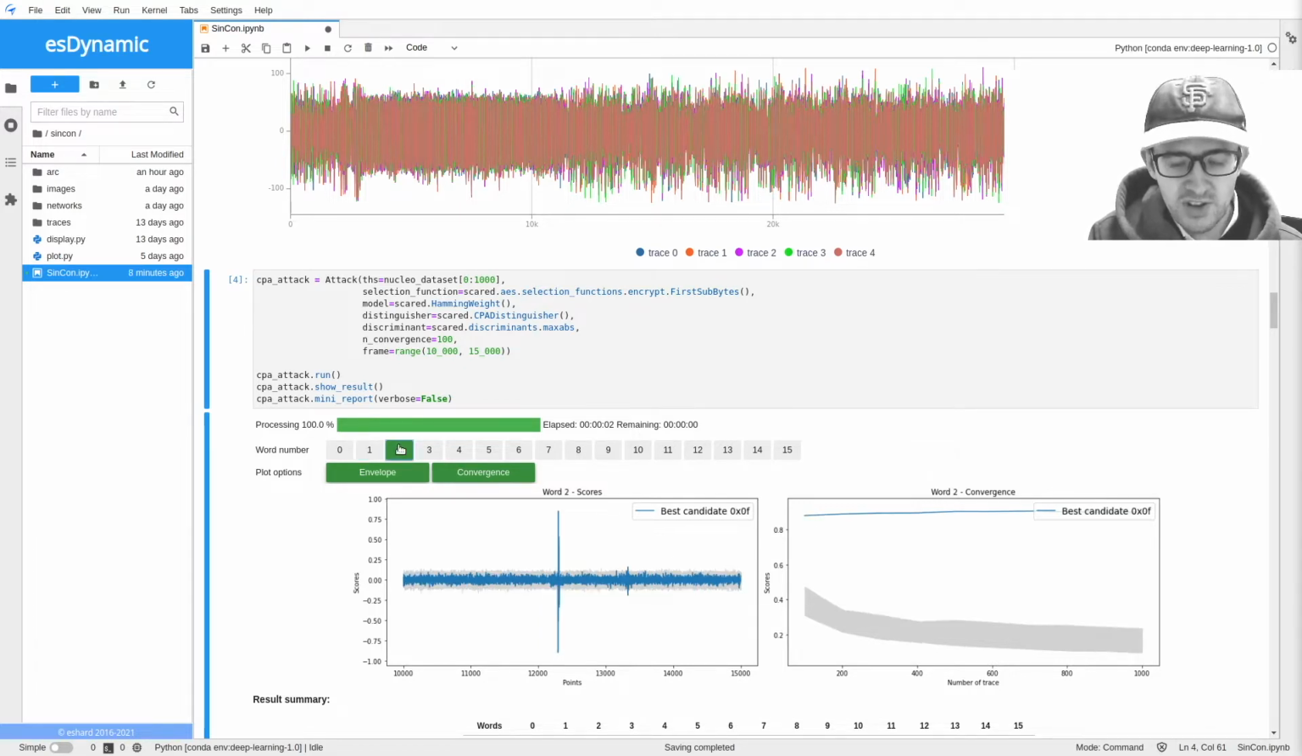So here it's a very straightforward attack. We are collecting data and we are using a statistical distinguisher like, for example, the Pearson correlation to extract information about the secret key.